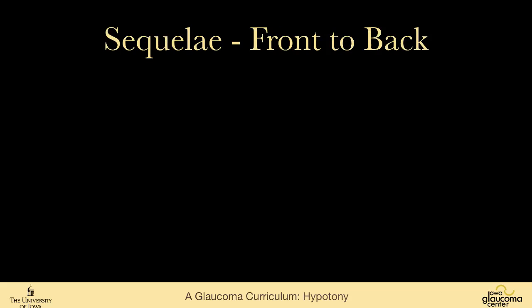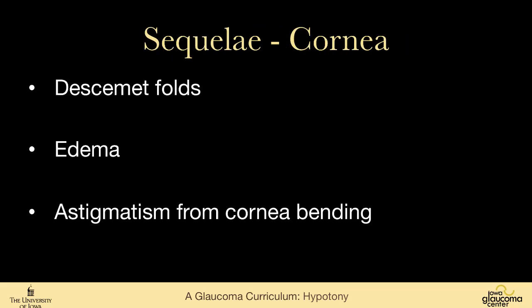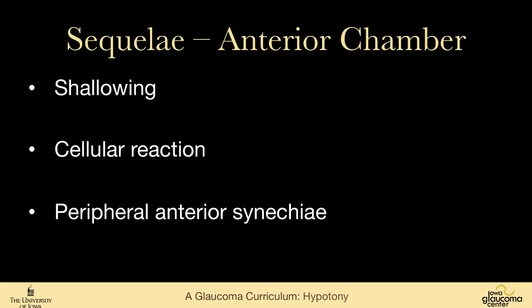And then what do we see? What are the sequelae of having a low pressure? You can have folds in Descemet layer. You can have corneal edema. You can have astigmatism because the tension of the lids is causing the cornea to bend. And this is really more of a problem in younger individuals who have some tone to their lids than it is in older individuals. The anterior chamber is shallow.